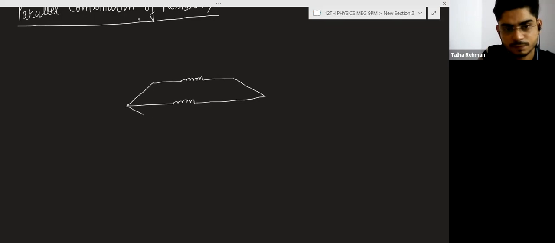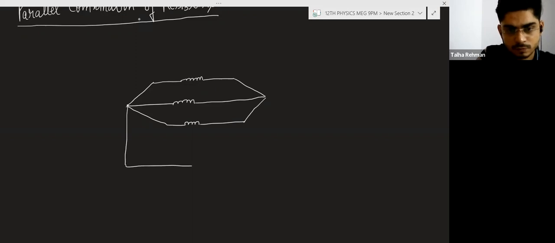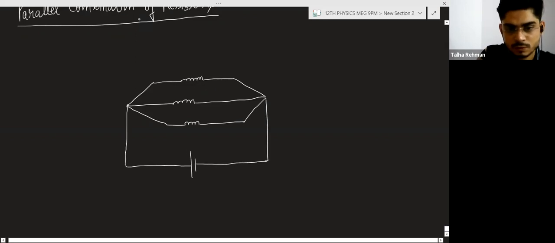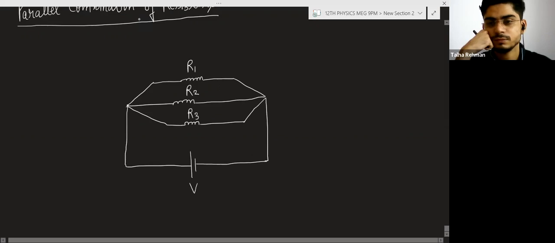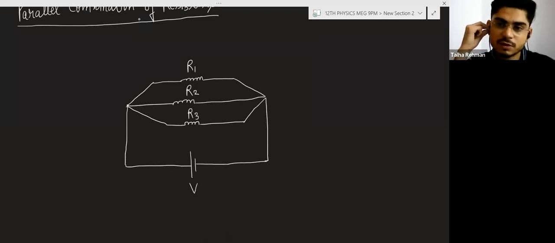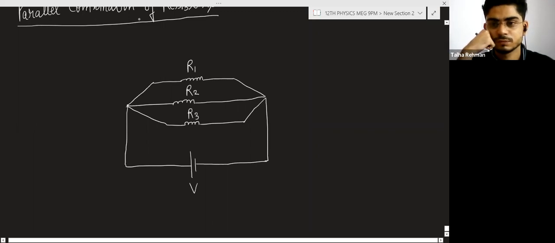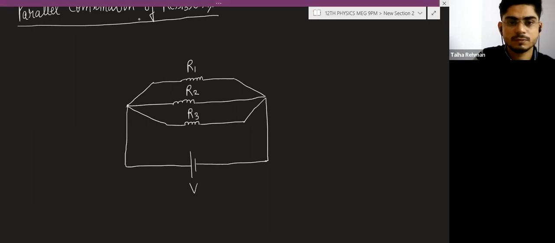Please focus here. Each and everything will be clear. This is resistance R1, this is resistance R2, this is resistance R3. These are connected in parallel combination. Resistances here are connected end to end.